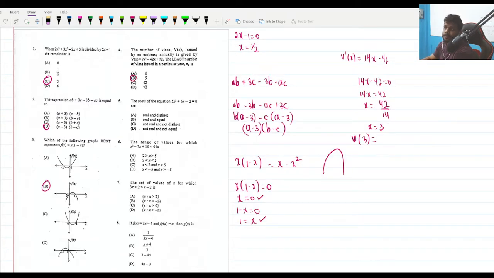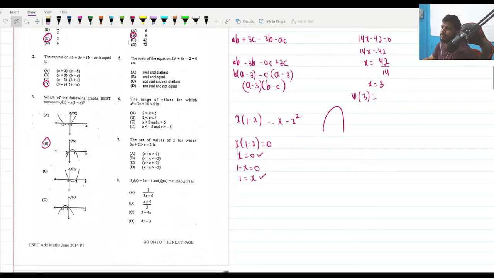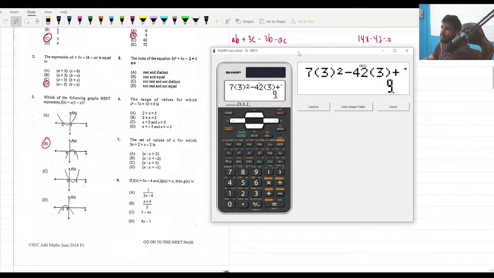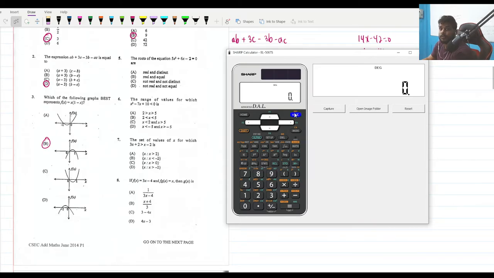This is also a repeat question, by the way. The roots of the equation 5x squared plus 6x minus 2 is equal to 0. If you have a calculator that can solve quadratics, you don't even have to use your discriminant. In the previous videos, I did use the discriminant, but you don't have to. You can actually calculate the solutions. A is 5, B is 6, and C is minus 2. I get a real number here, and I get another real number here. So they are real and distinct. A.